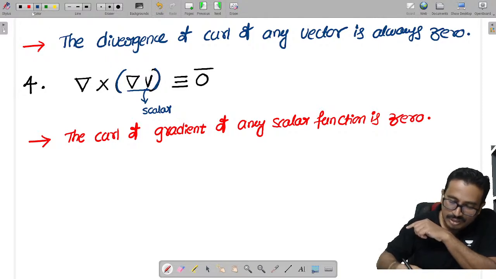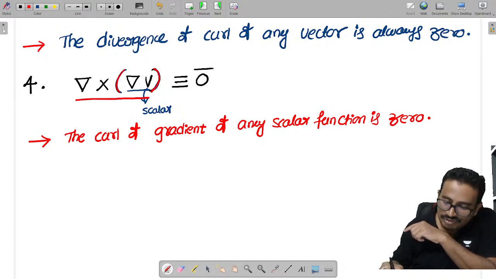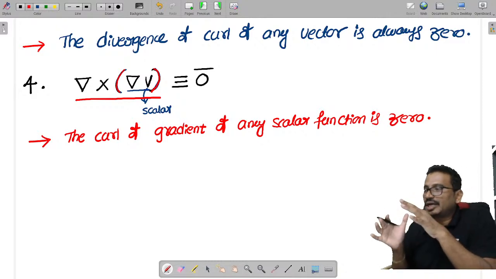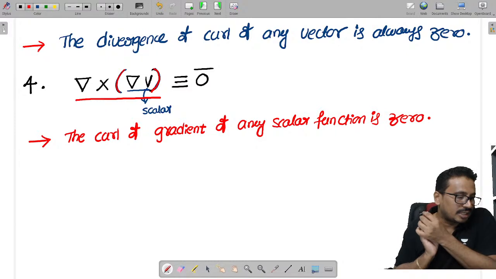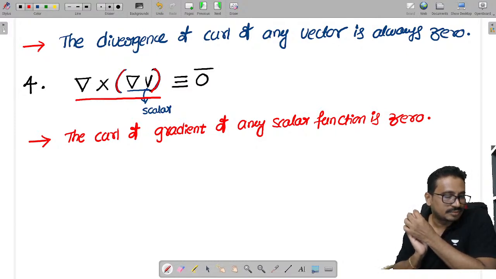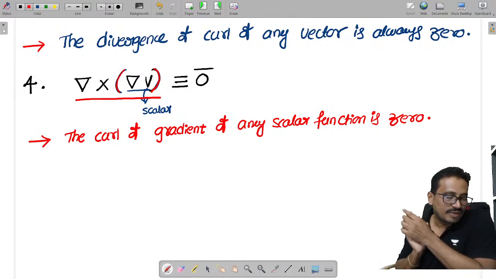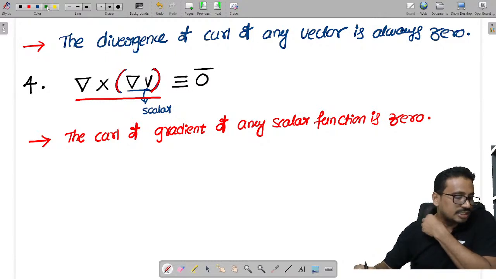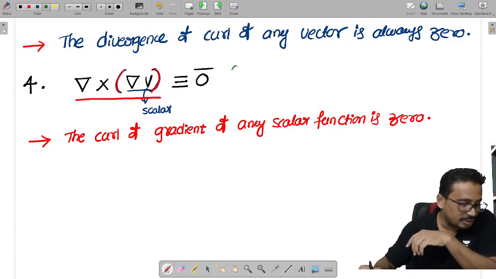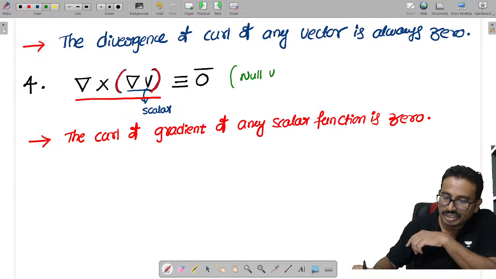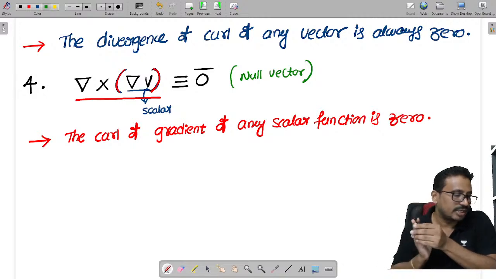All of you tell me, this whole thing is a vector function. Now you tell me, what is the curl of a vector function? If you find the curl of a vector function, what will you get? The curl of a vector is a vector quantity. So इसीलिए मैंने 0 bar लिखा. So this, strictly speaking, we will call a null vector. The curl of a vector is a vector quantity. So that's why 0 bar.